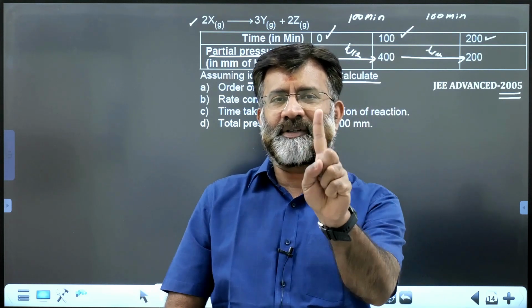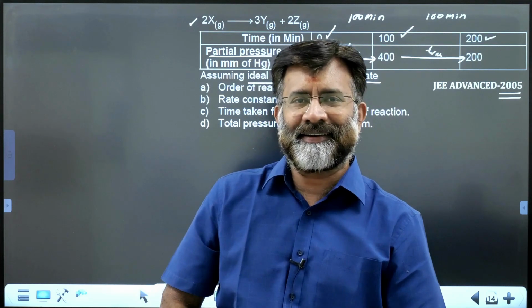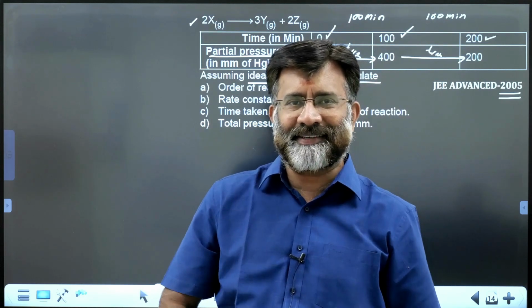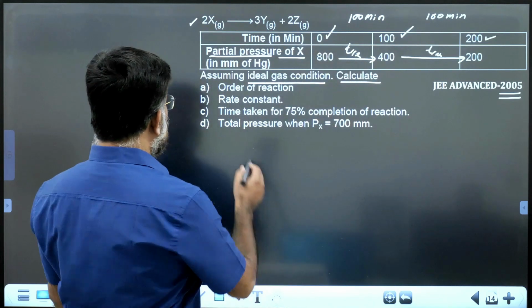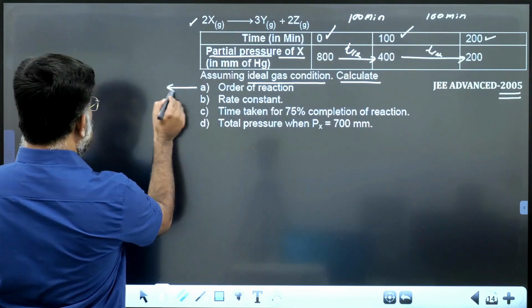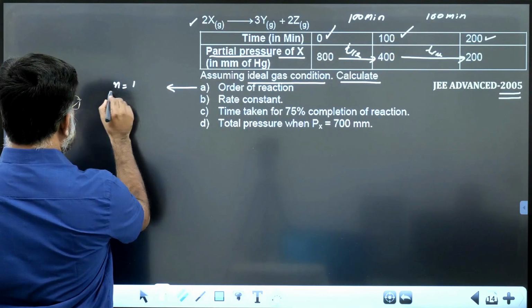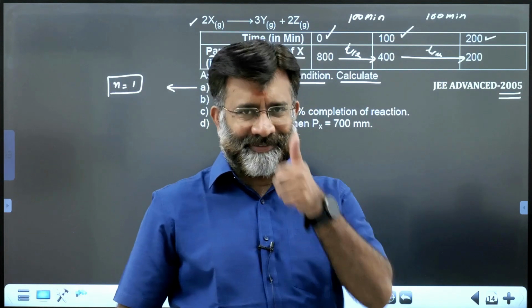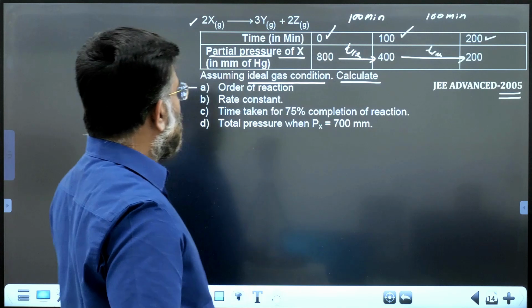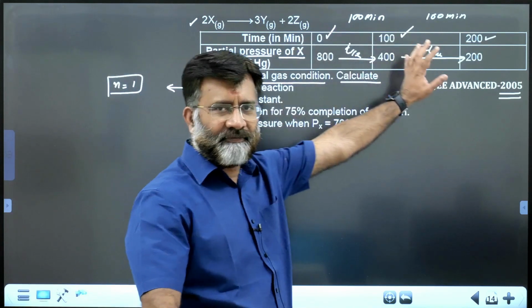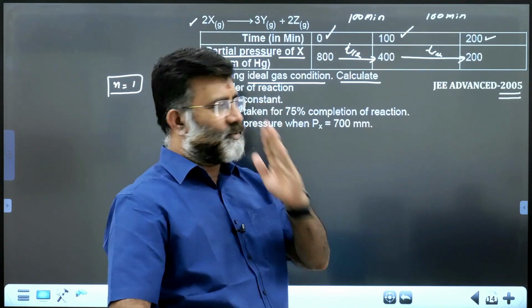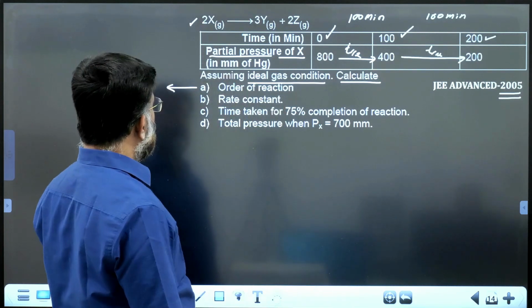T half constant. What is the order of the reaction? Exactly. It is a first order reaction. So the answer for the first question is first order reaction. Clear? Good. So by looking at the T half data, we are able to conclude the order of the reaction. That was the first one. Now, the second one, rate constant.